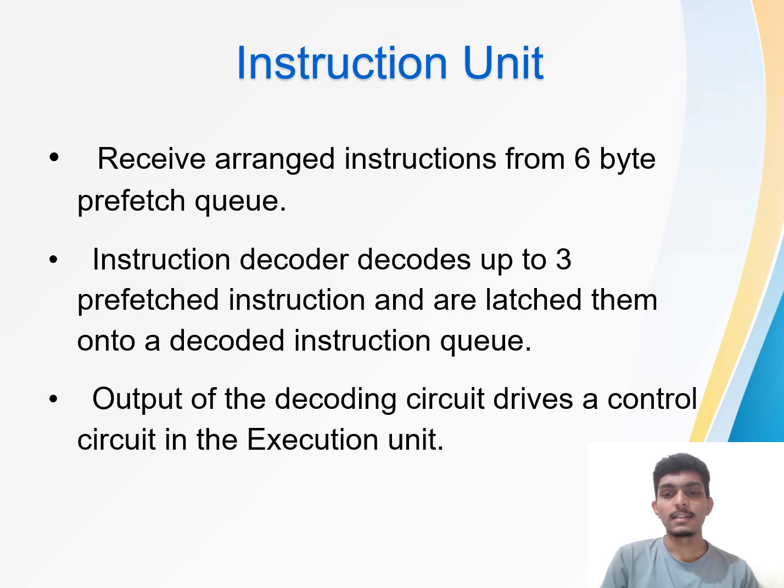The instruction unit receives arranged instructions from the 6-byte prefetch queue. The instruction decoder decodes up to 3 prefetched instructions and lays them onto a decoded instruction queue. The output of the decoding circuit drives a control circuit in the execution unit.